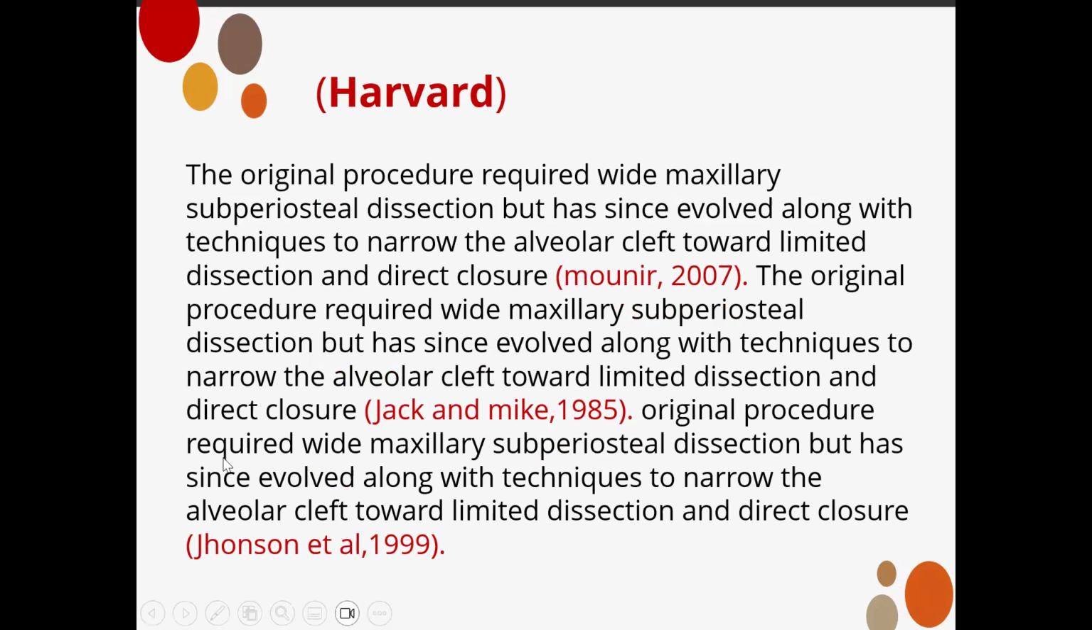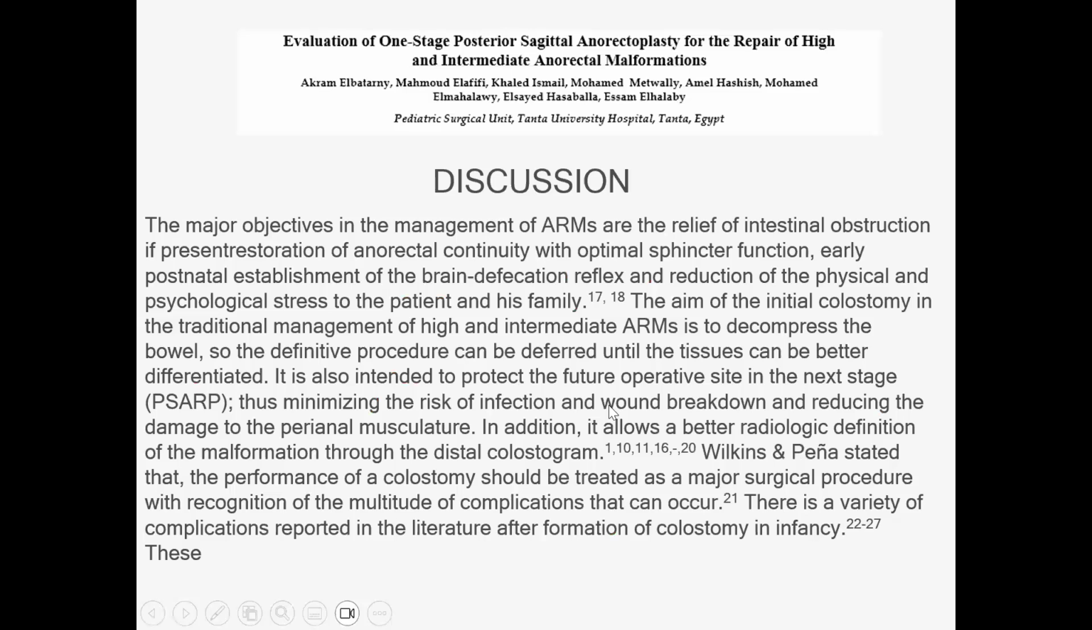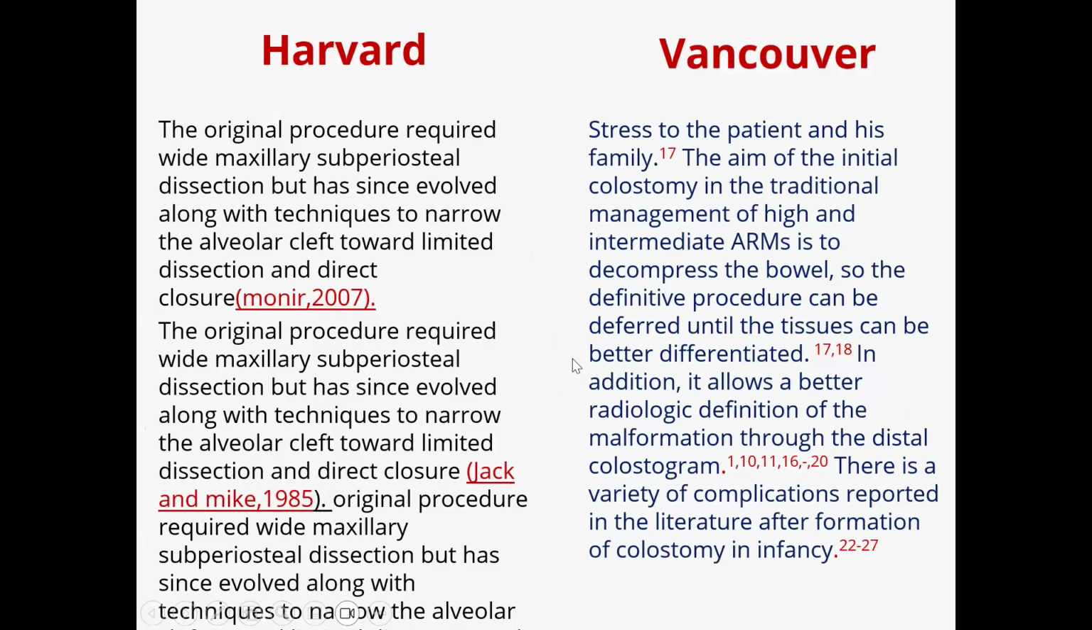There are no numbers in it. It is non-numerical. So you write the name and the date. Monir, 2007. Jack and Mike, 1985, etc. And as regards the Vancouver method, you write it numerical. So these are the numbers, 16, 17, 10, etc. So these are the differences between both of them, the Harvard method and the Vancouver method.